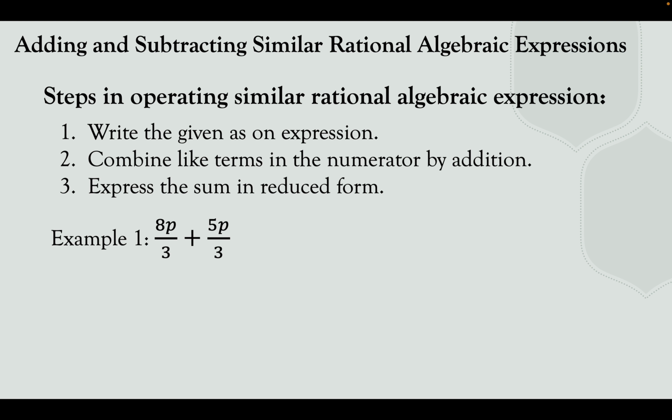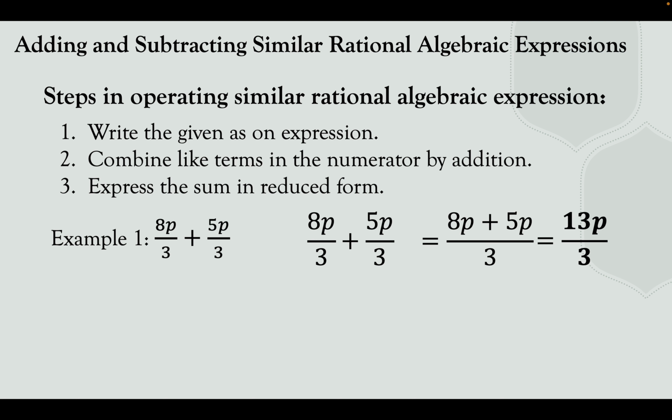So we have here 8p over 3 plus 5p over 3. Now look at their denominators. They have the same denominator, so they are similar rational algebraic expressions. All we need to do is copy the denominator and then combine like terms. 8p plus 5p is 13p over 3. If the given expression can be simplified to lowest term, you need to simplify that.